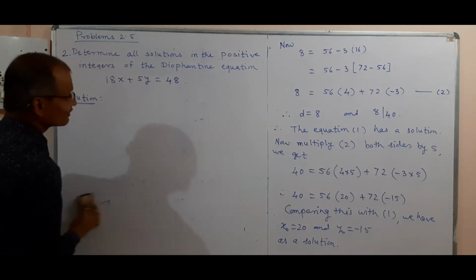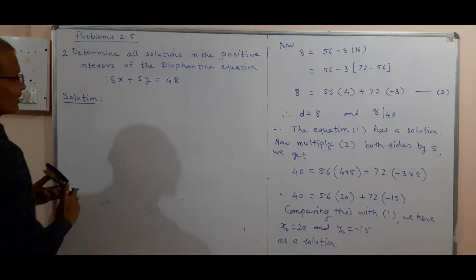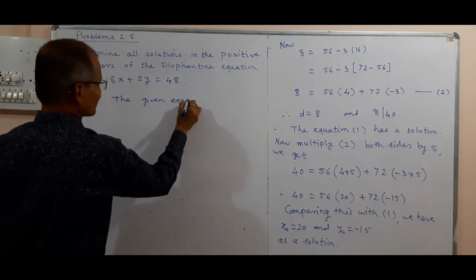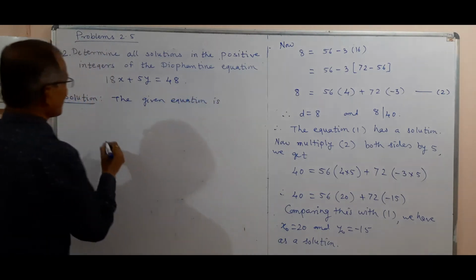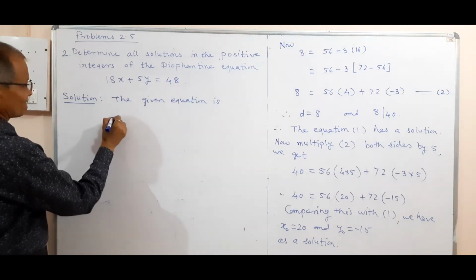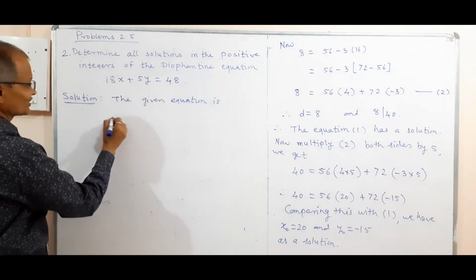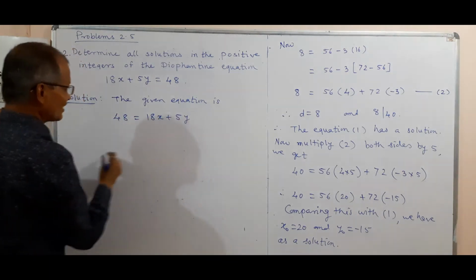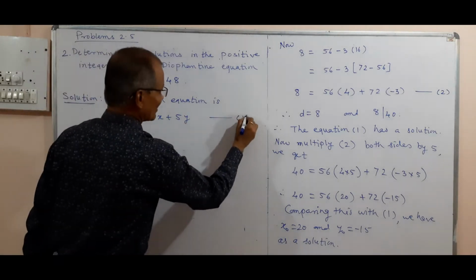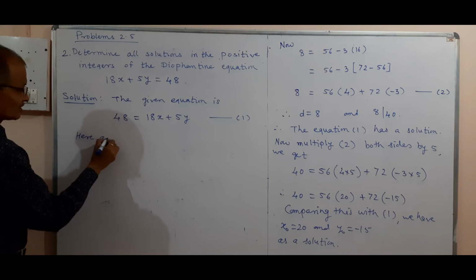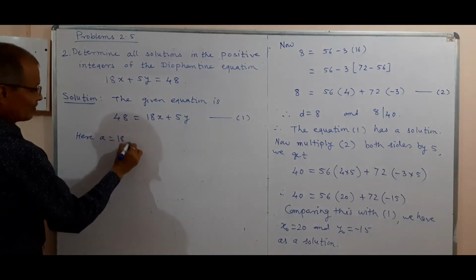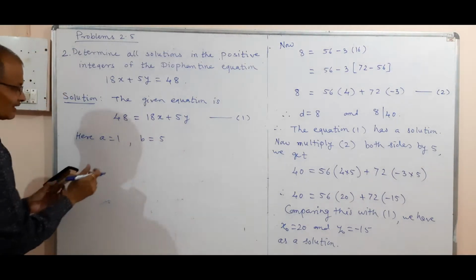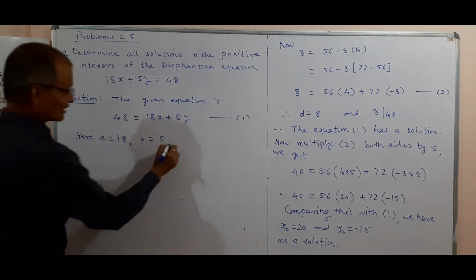And let the given equation be 18x plus 5y equal to 48. Or we shall interchange the sides, and I write 48 is equal to 18x plus 5y. So here a is 18, b is 5, and we shall find out the GCD of a and b first and check whether that GCD divides c, that is 48.